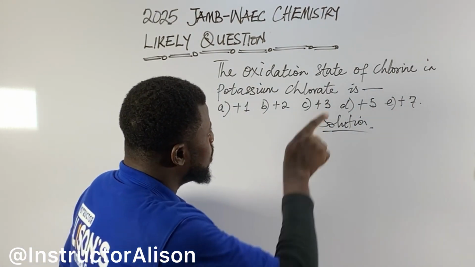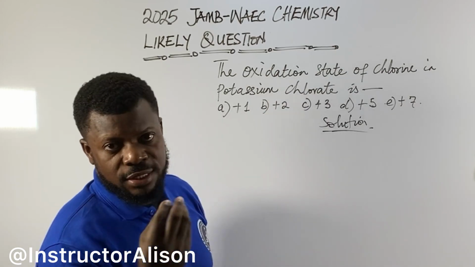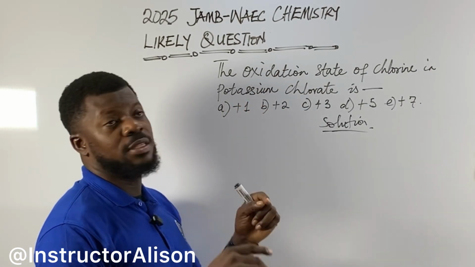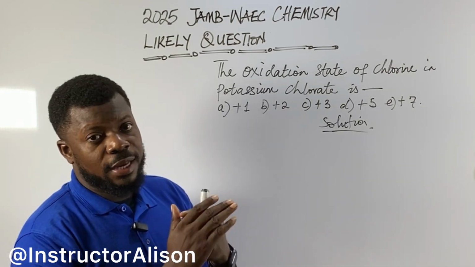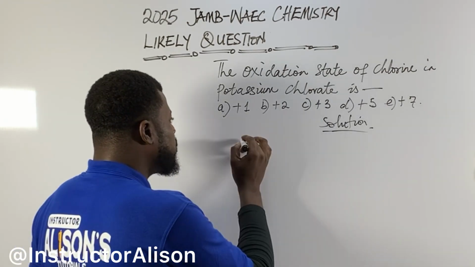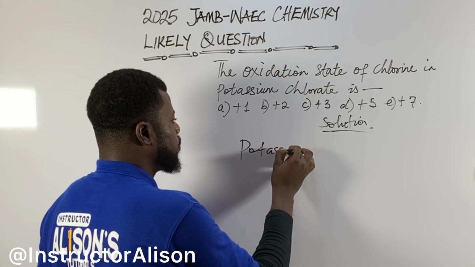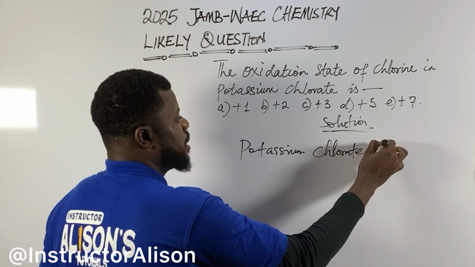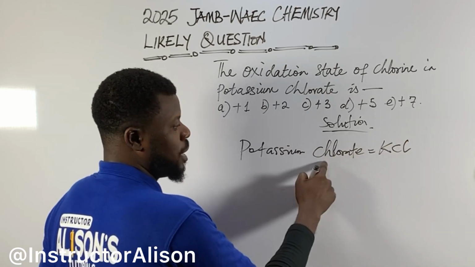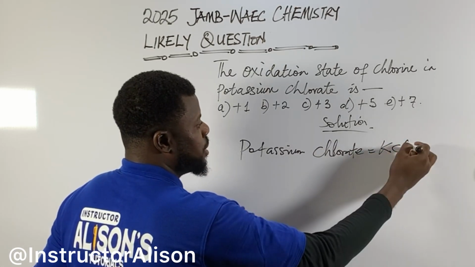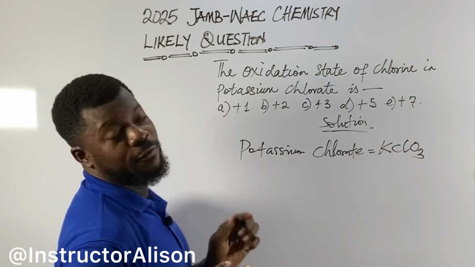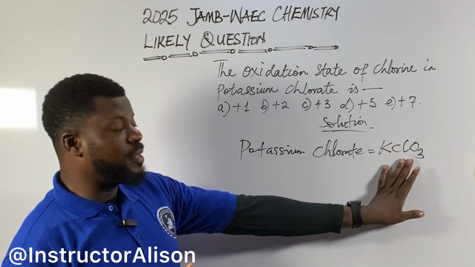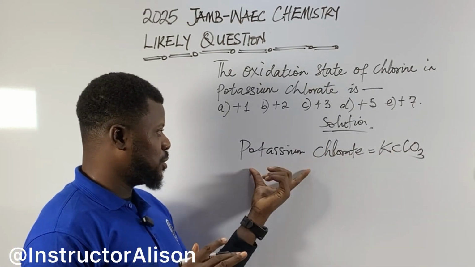Now, in potassium chlorate, if you don't know what potassium chlorate is, the formula is K for potassium, then chlorate. Chlorate is the chlorine name inside. If you just write it like this, you will be shocked. I won't lie to you, this is the exact formula for this particular compound: KClO₃.